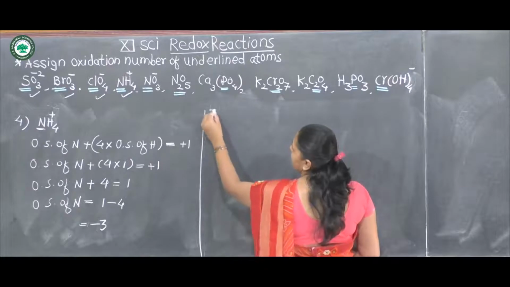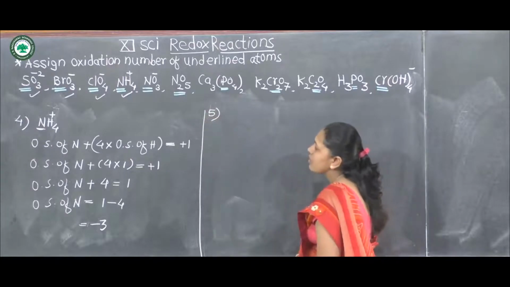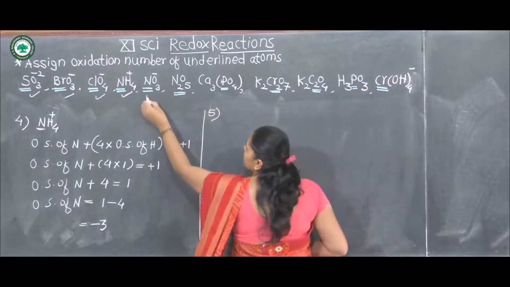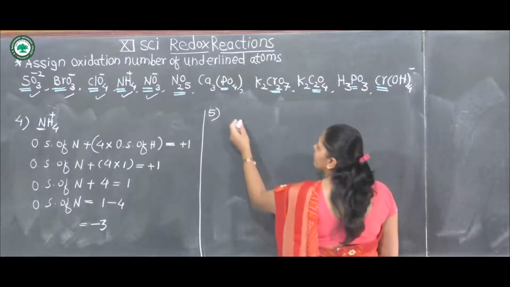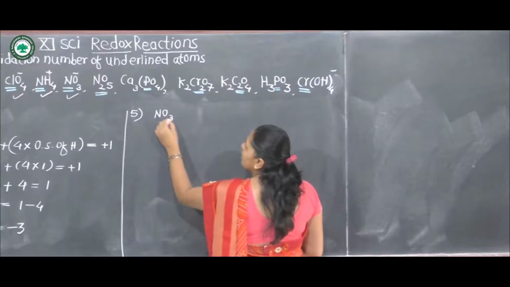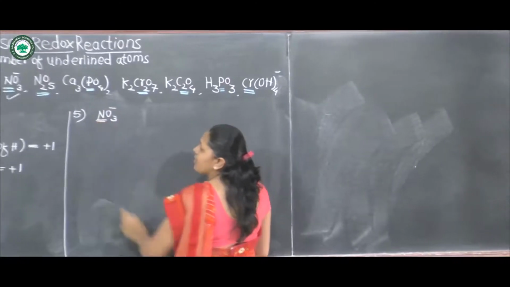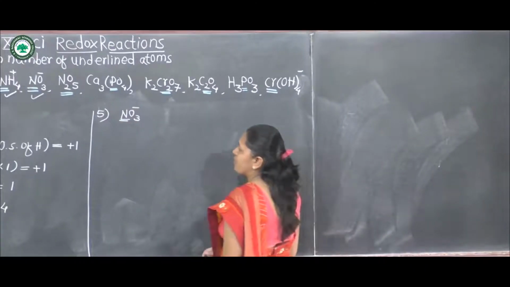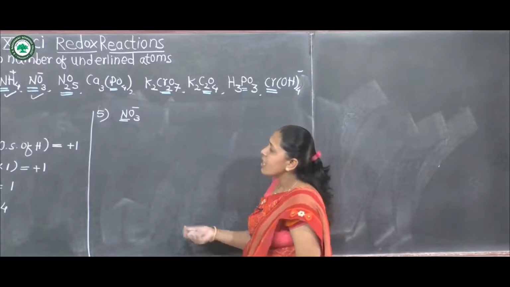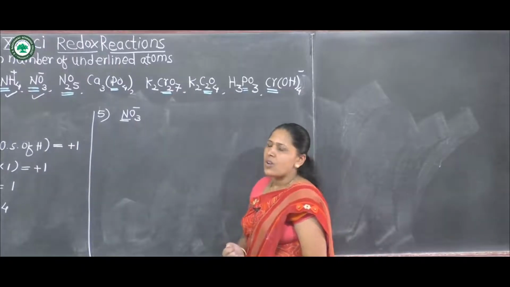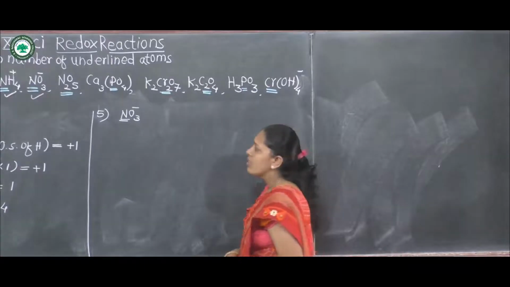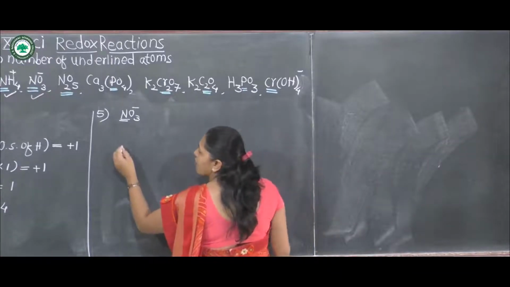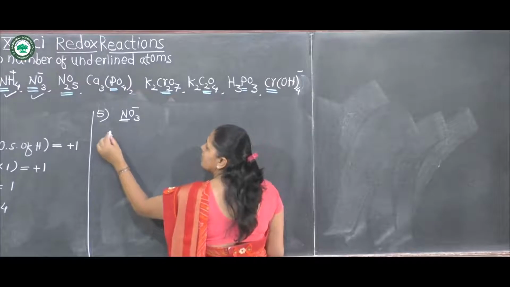Then in the fifth example, here also the oxidation state of nitrogen is to be calculated. NO3 minus, oxidation state of nitrogen. Here also we have to calculate the nitrogen oxidation state. Nitrogen is attached to oxygen. We know that oxygen shows -2 oxidation state generally.